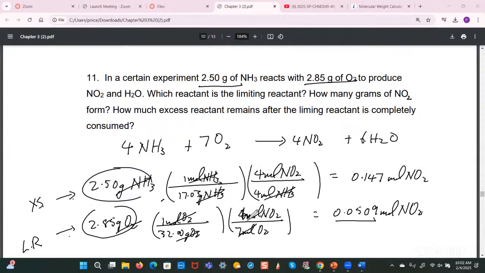After we do these series of calculations, the one that results on paper to produce the lower amount of NO2 is going to be the limiting reactant, which in this case is oxygen. Okay, so we answered this question here. What is the limiting reactant? The answer is oxygen, right? The next question is how many grams of NO2 form? So how would you go about answering that question?